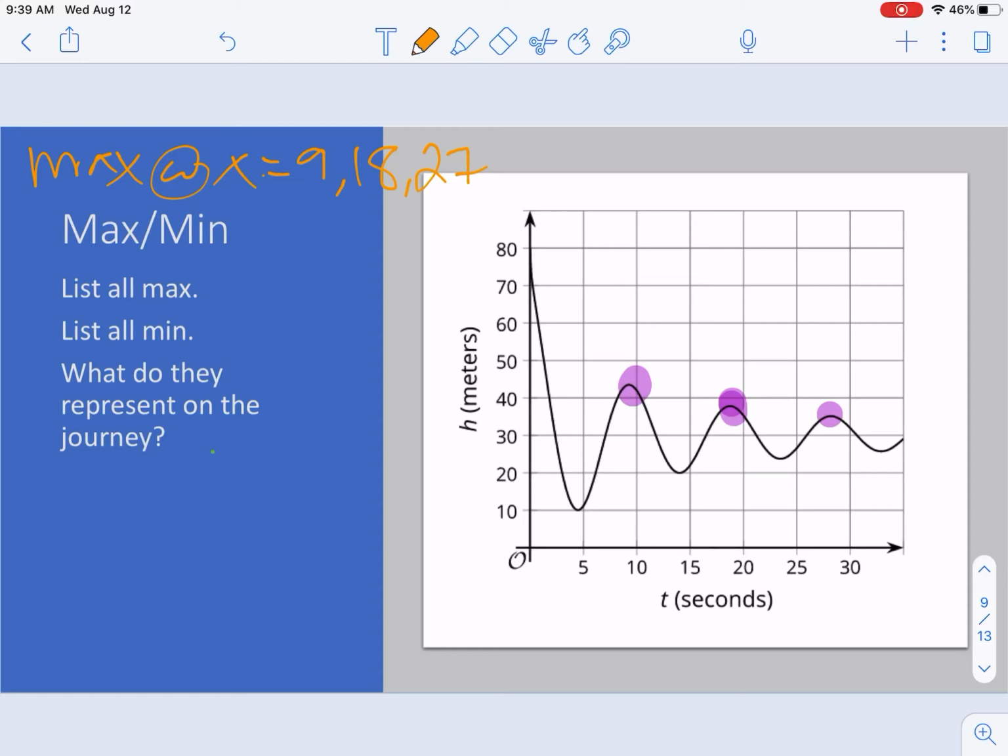If you wanted to be more detailed, you could then give the value. Once again, the location is the x value. The value is the y. So this is where they are, and then we could say there is a maximum at 9 seconds, and it has a value of 42 meters. So that's how you could put that into context, into words.